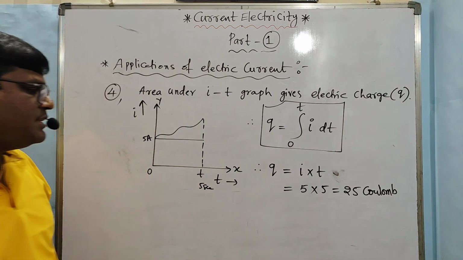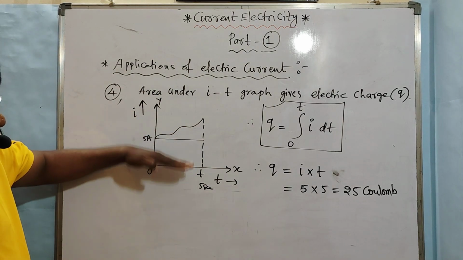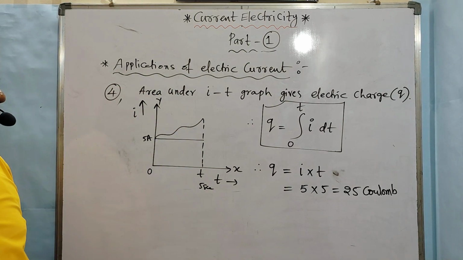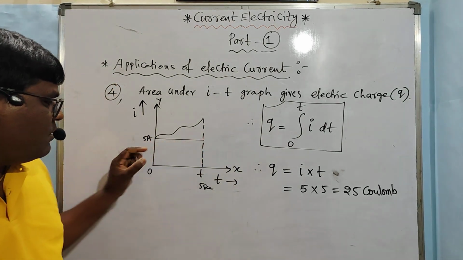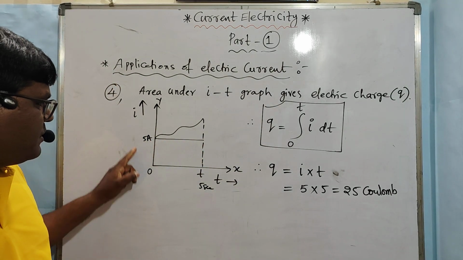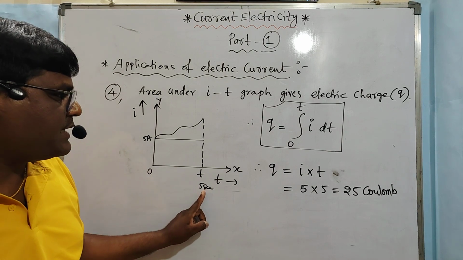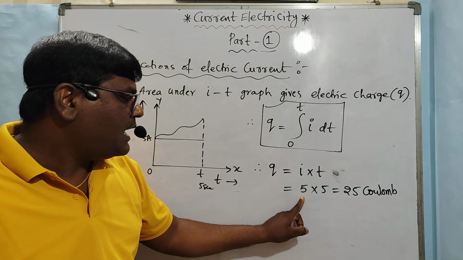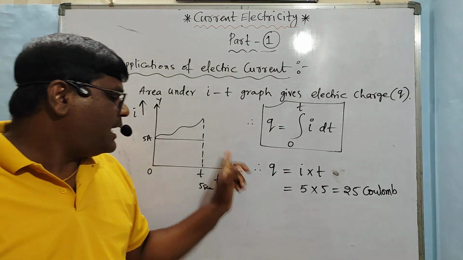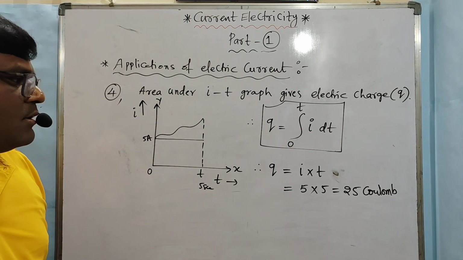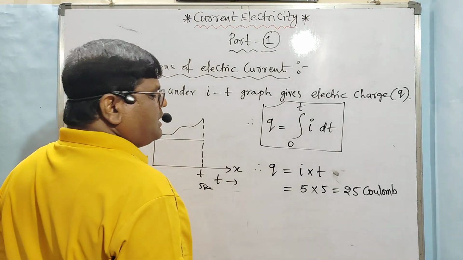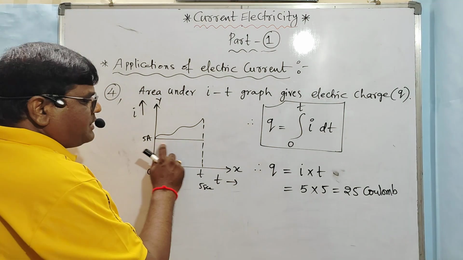Okay, 25 coulombs. Like this also we can find: the area under the given curve gives what? Charge. If it is like this, 5 amperes current from 0 to 5 seconds. The current here is 5 amperes, and how much time is it taking? That is equal to 5. So total how much charge? 25 coulombs.